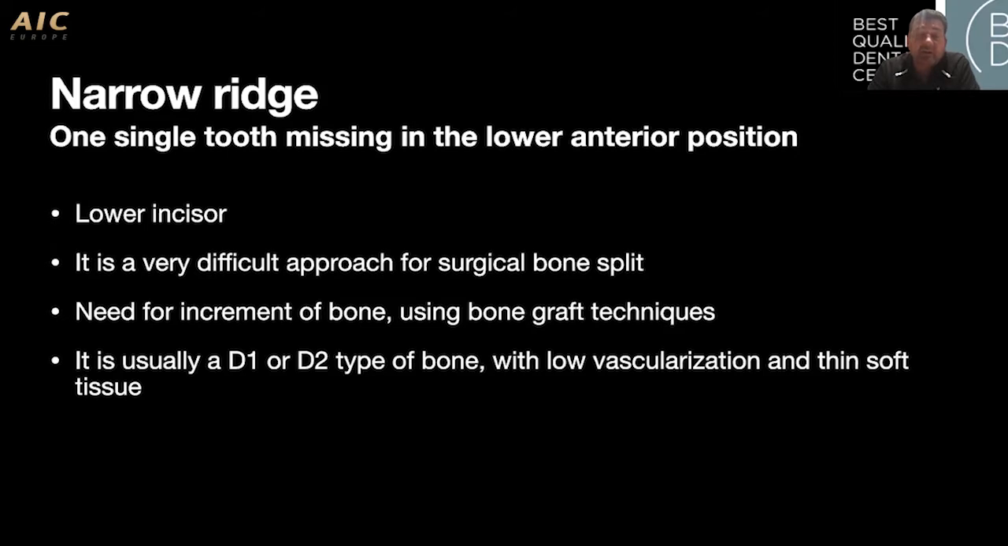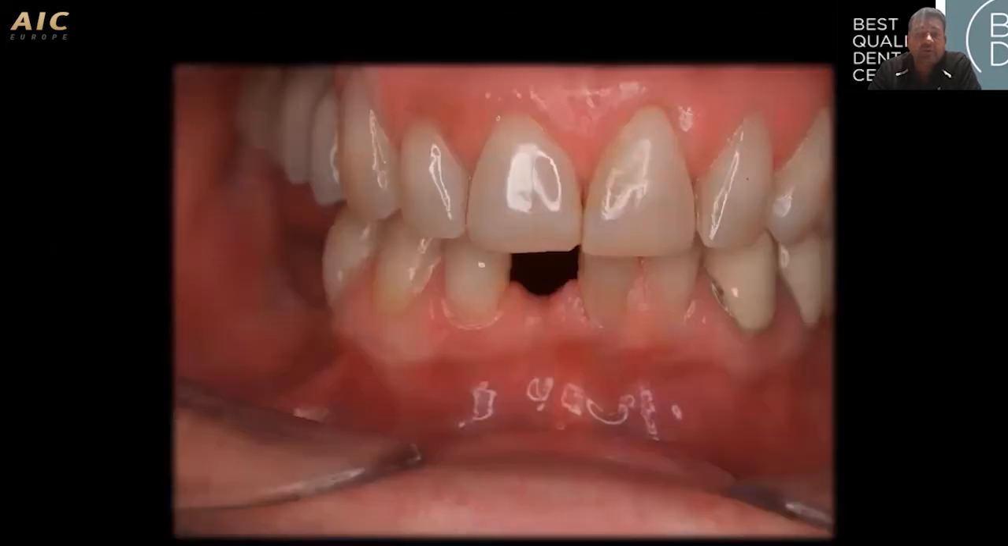And we are talking about a 41. It's a lower incisor. We know that it's usually a D1 or D2 type of bone, and we know it has low vascularization and thin soft tissue. So we have a lot of difficult steps to try to overcome.